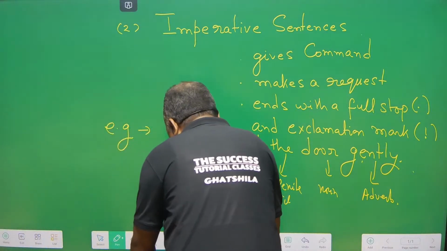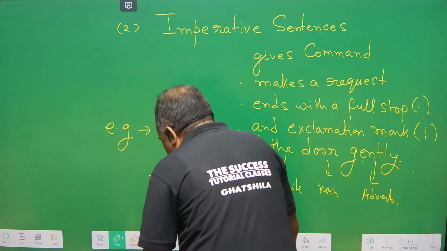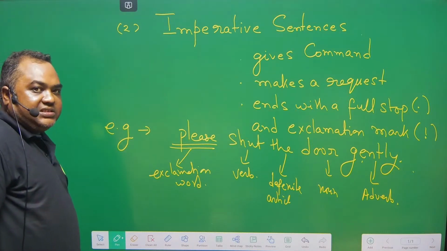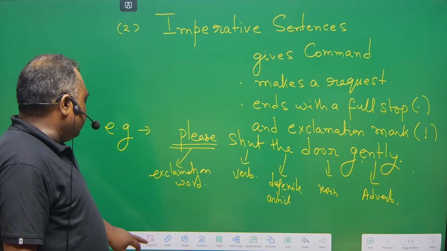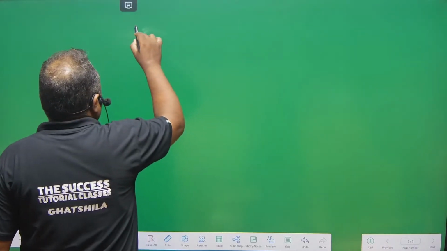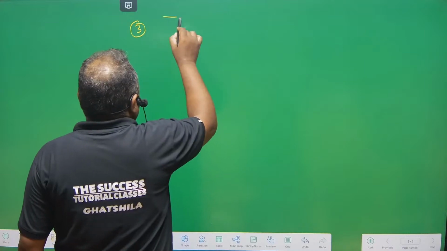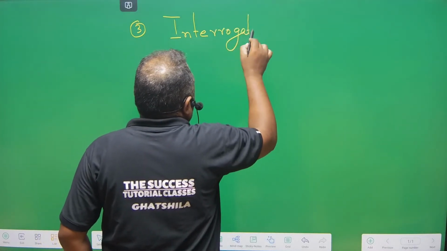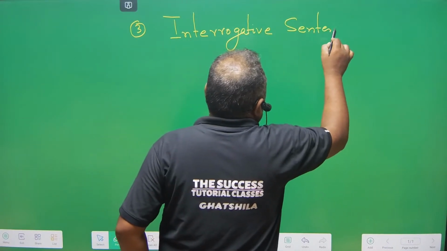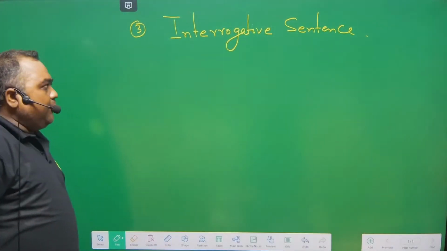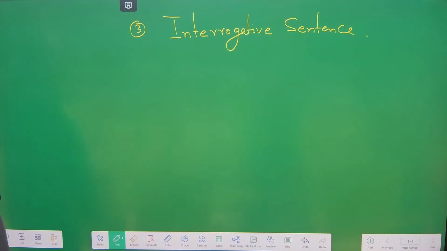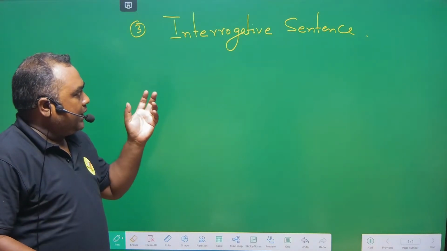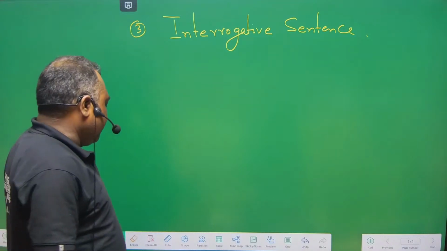So all these things are about imperative sentence. Now we move on to another type of sentence, that is interrogative sentence. Third one is interrogative sentence. So with the help of interrogative sentence, we can ask questions. This word interrogative comes from interrogation. Interrogation means asking question. So with the help of interrogative sentence, we just ask a question.